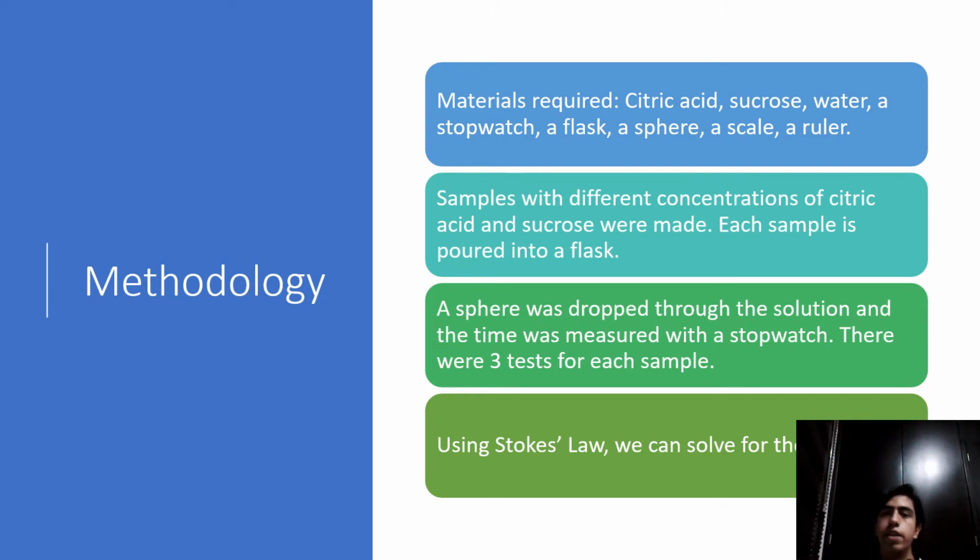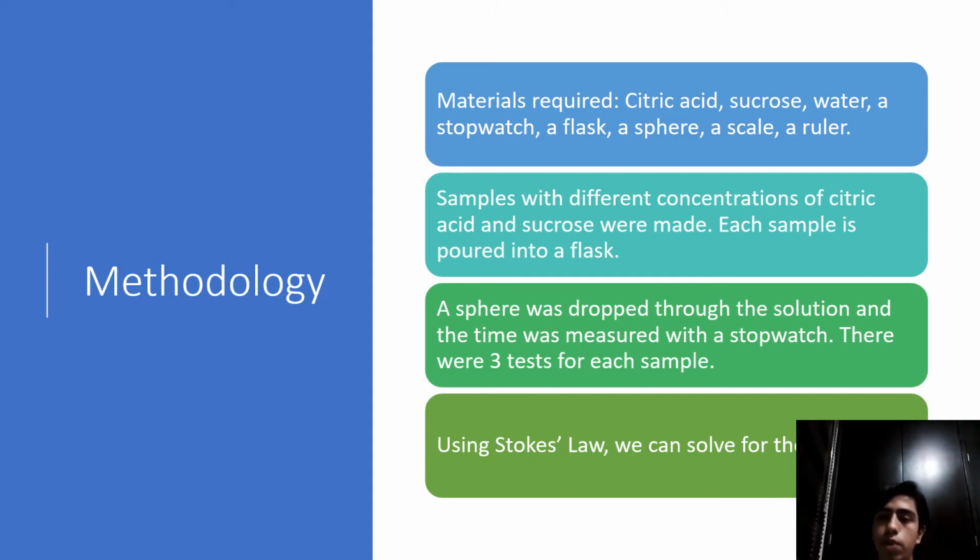Now, this is the experimental model. Materials required are citric acid, sucrose, and water. These ingredients are in order to make the solution. Also, some measuring devices such as a stopwatch, a flask, a sphere, a scale, and a ruler.